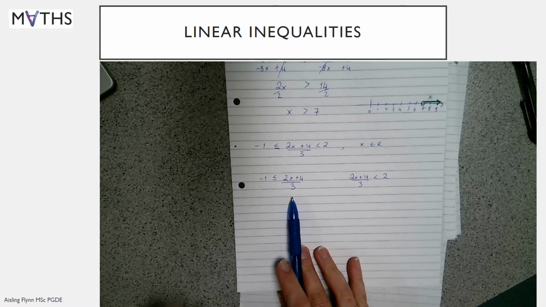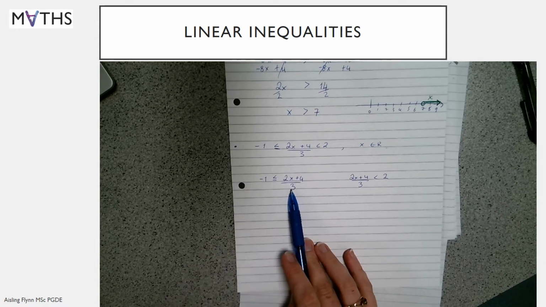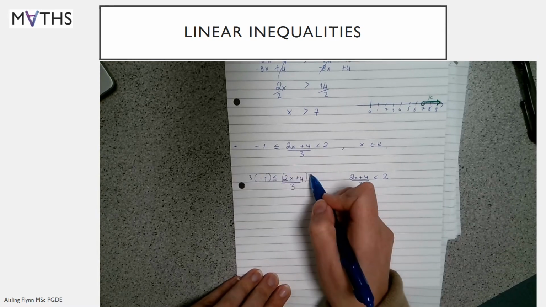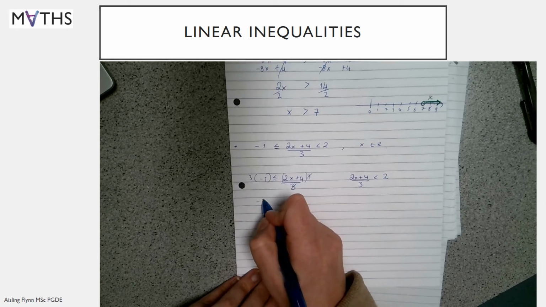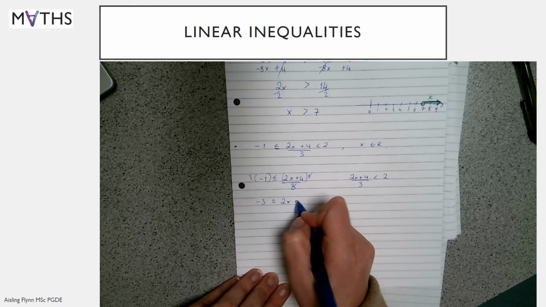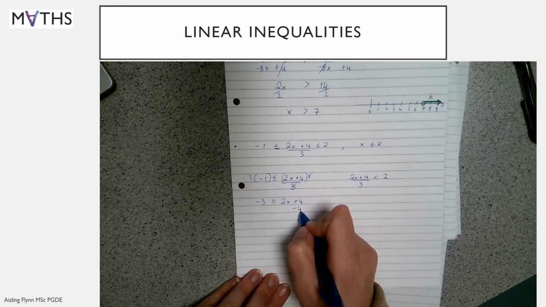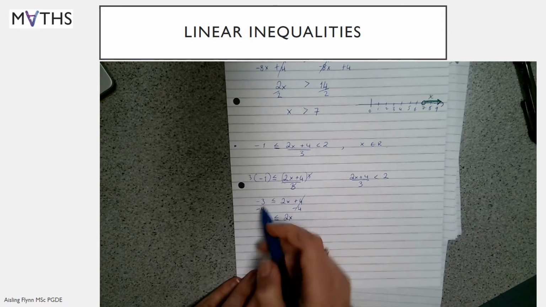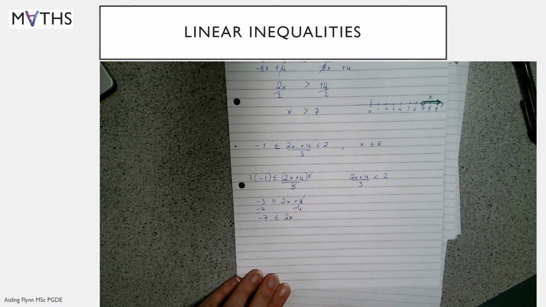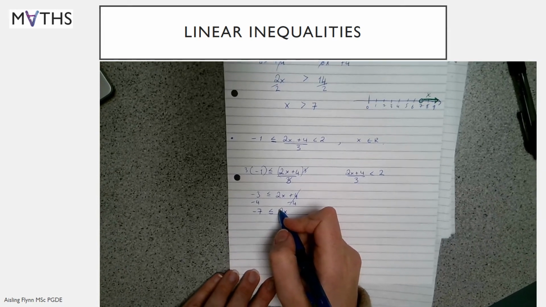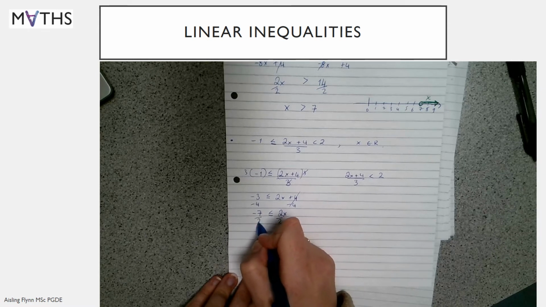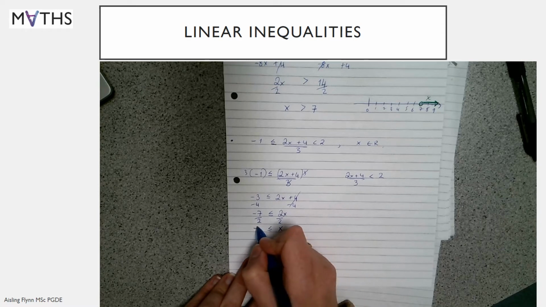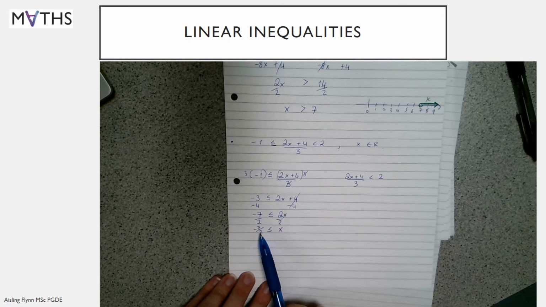Okay, so let's work on the left hand side. So I'm going to multiply both sides by 3, and 3 divided by 3 is 1, and so I get minus 3 less than or equal to 2x plus 4. I'm going to take 4 from both sides, and I'm left with 2x minus 7. Okay, and solving for x, you would just divide both sides by 2, and I get x, and here I get minus 7 over 2, or minus 3.5.